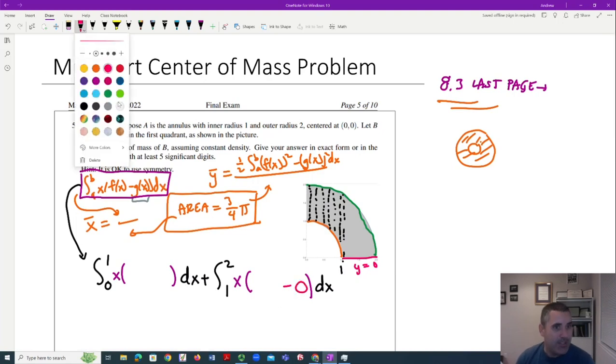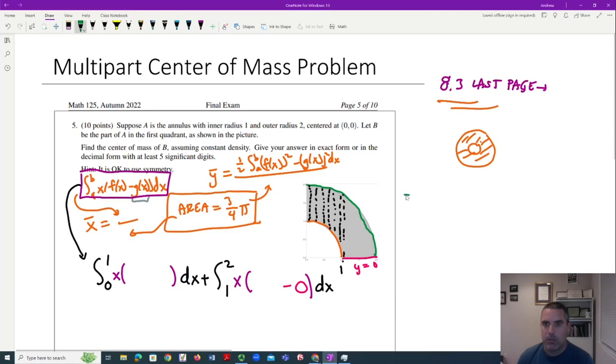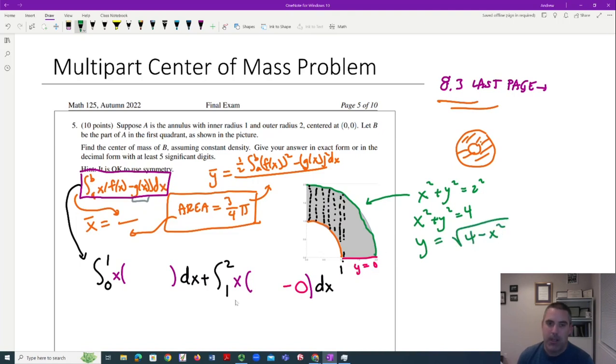So now you have an added challenge, which is how do you find the equation for this side? Well, it's a circle. It's a circle of radius 2 centered at the origin. But we want it in the y equals form. So we get y equals the square root of 4 minus x squared. That's the top, and that's always the top.